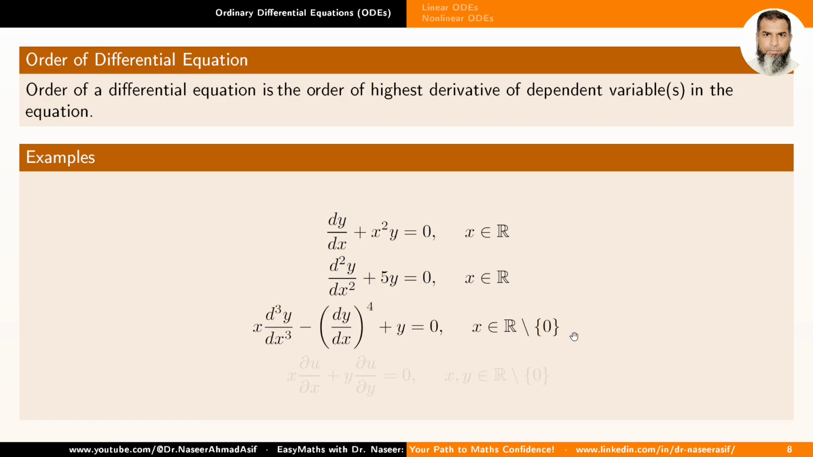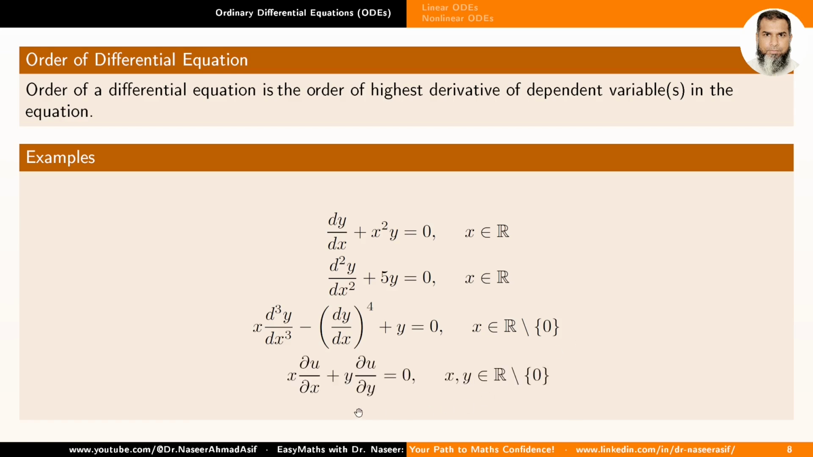We'll see another example. This is x d3y by dx cube minus dy by dx exponent 4 plus y is equal to 0, where s belongs to R other than 0. This is the derivative of y with respect to x. This is the third order derivative. Also dy by dx has exponent 4. So the highest order of derivative of the dependent variable y is 3. So this is a third order differential equation.